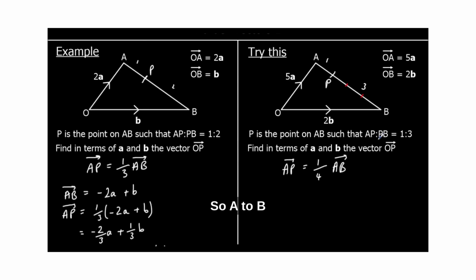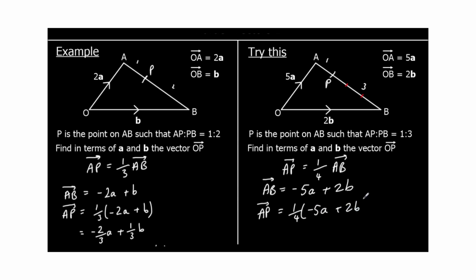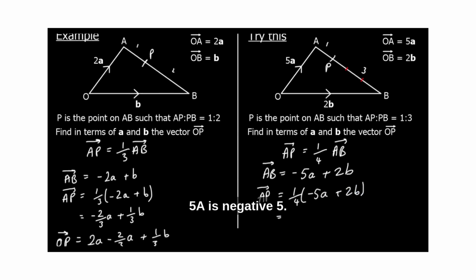So A to B is minus 5a, going against the 5a arrow, plus 2b. So A to P is 1/4 of this. A quarter times negative 5a is negative 5/4 a, and a quarter of 2, that's a half, so plus a half b. So that's A to P.